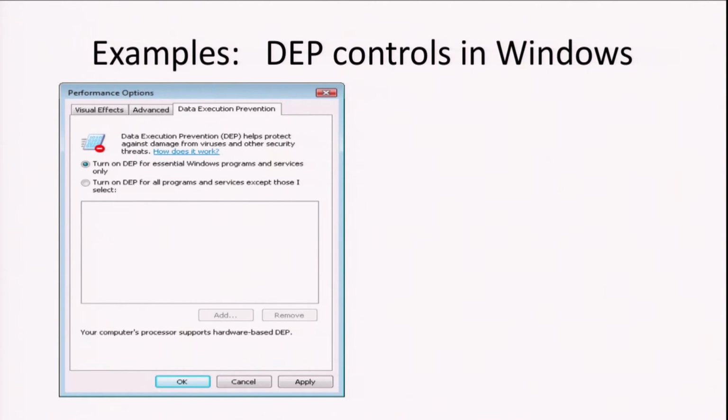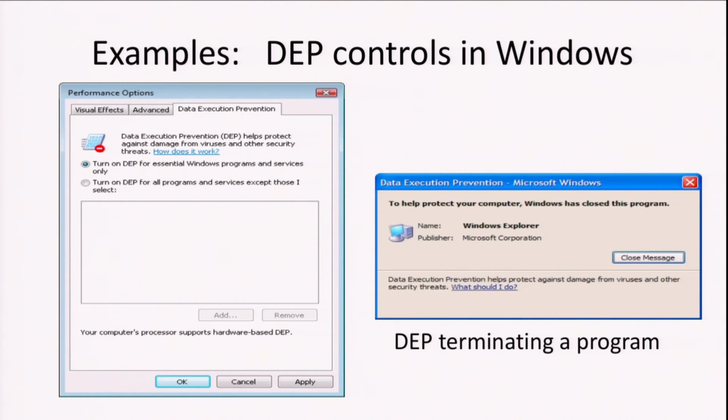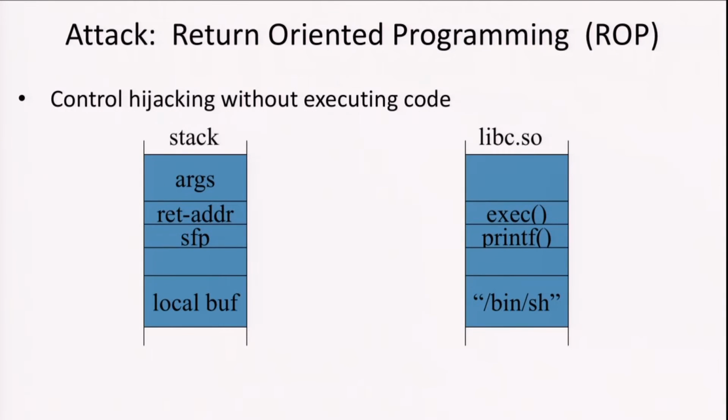So in Windows you can actually turn on DEP. So this shows where and how it is done, and when you try to execute a program and it is actually trying to execute code that is part of the non-executable part of the memory, then you will get some message like this. Now the attackers are always finding ways around the defense mechanisms. So return-oriented programming is something that is there to circumvent this DEP defense.